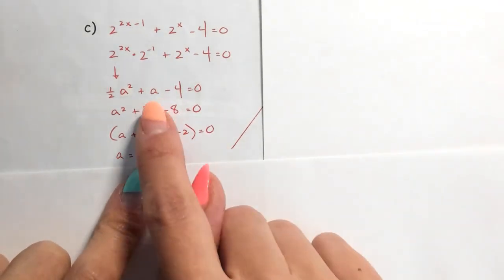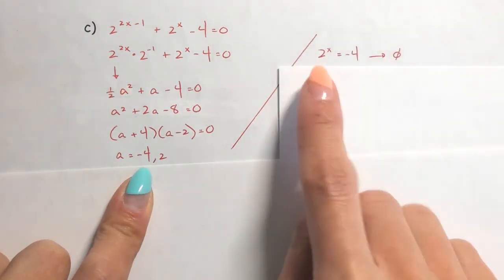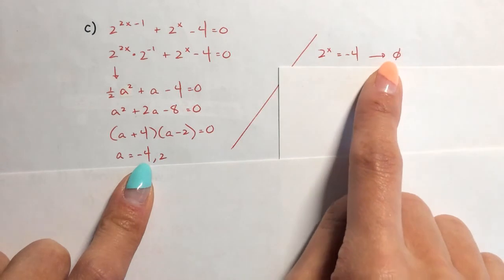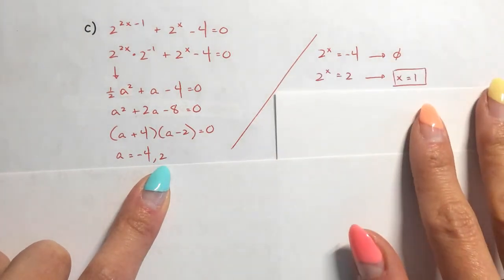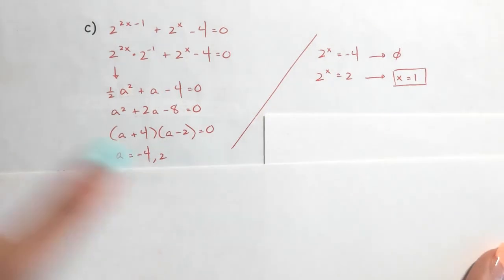What does a equal? A equals 2 to the x power. So if 2 to the x equals -4, nothing. If 2 to the x equals 2, you get x equals 1. You get one answer, x equals 1. There you go. So there's substitution.